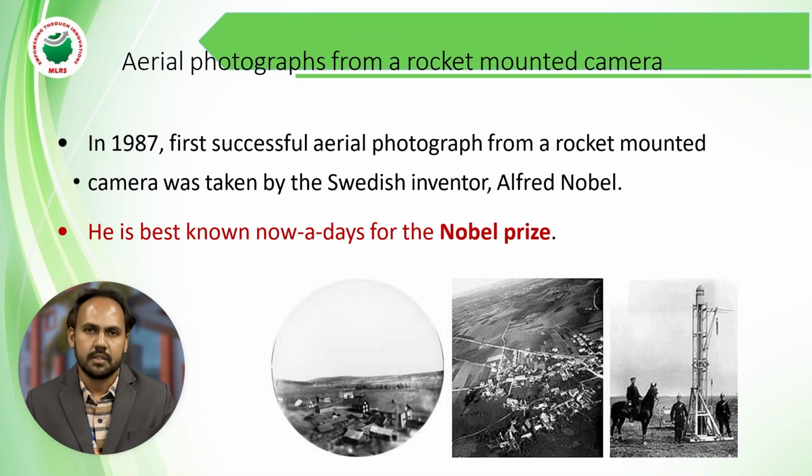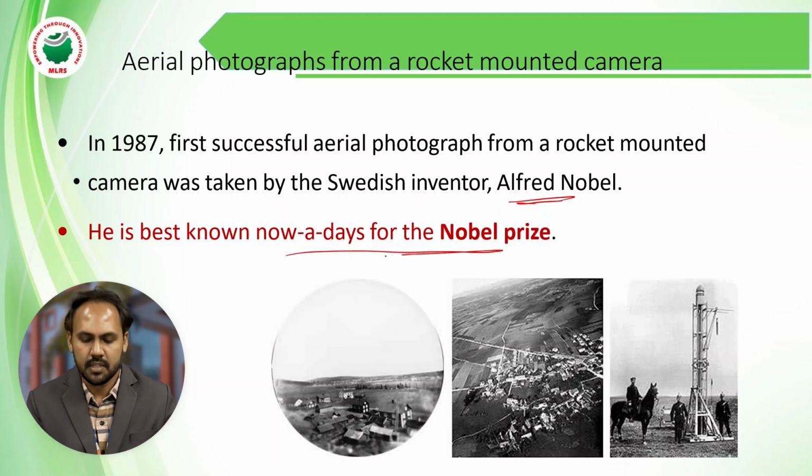So in 1987, Alfred Nobel was the first person to capture a truly vertical photograph. Based on his name, the Nobel Prize came into existence, and he is best known nowadays for the Nobel Prize. He captured the exact truly vertical photograph from a rocket itself.